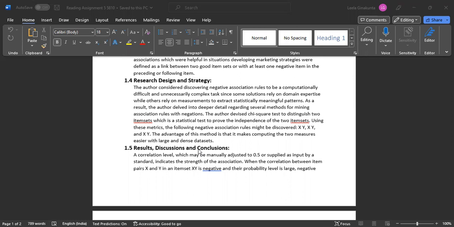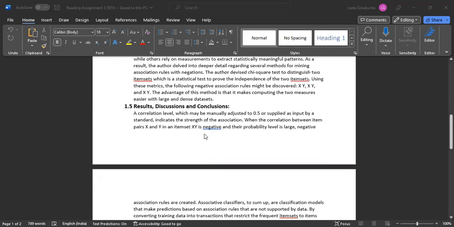with negations. The author devised a chi-square test to distinguish two item sets, which is a statistical test to prove the independence of the two item sets. Using these metrics, the following negative association rules might be discovered: X¬Y, ¬XY, and ¬X¬Y. The advantage of this method is that it makes computing the two measures easier with large dense data sets.